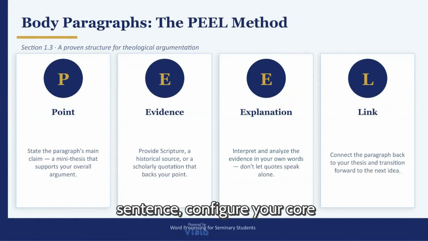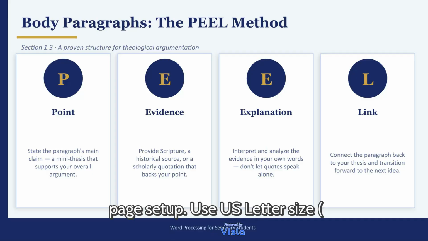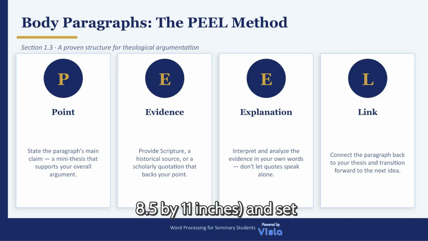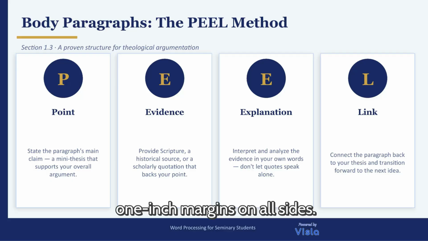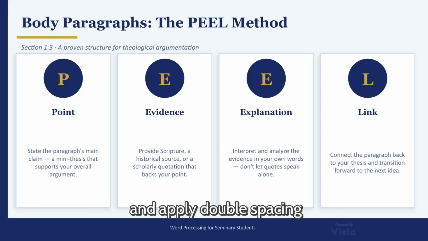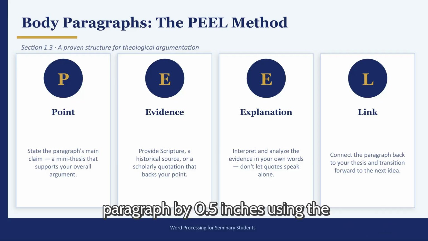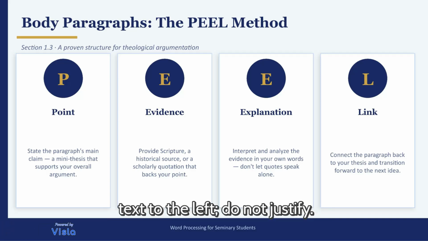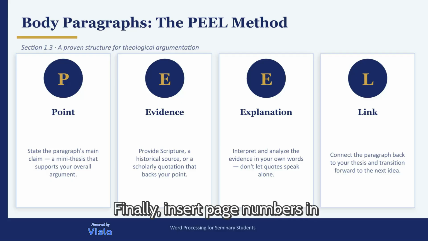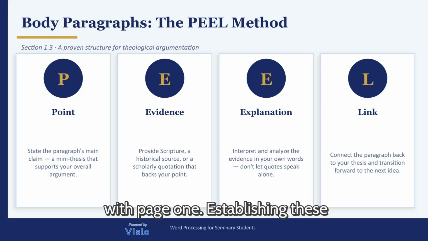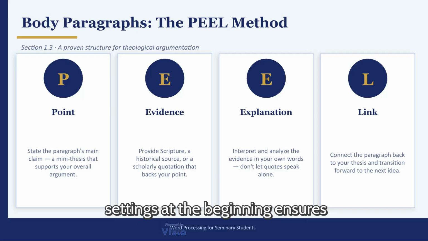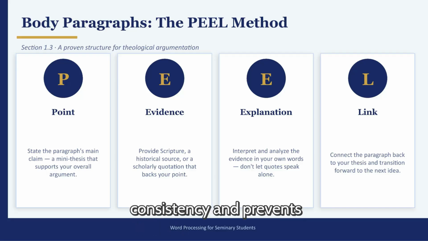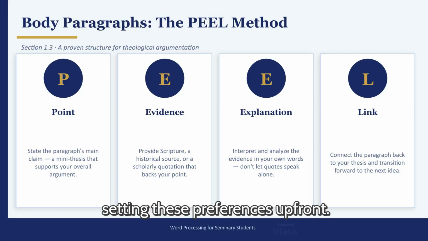Before you write a single sentence, configure your core page setup. Use US letter size, 8.5 by 11 inches, and set 1-inch margins on all sides. Choose Times New Roman, 12 point, and apply double spacing throughout, except in footnotes. Indent the first line of each paragraph by 0.5 inches using the Tab key or indent setting. Align text to the left, do not justify. Finally, insert page numbers in the top right corner, starting with page 1. Establishing these settings at the beginning ensures consistency and prevents formatting errors later. You'll save time and avoid rework by setting these preferences up front.